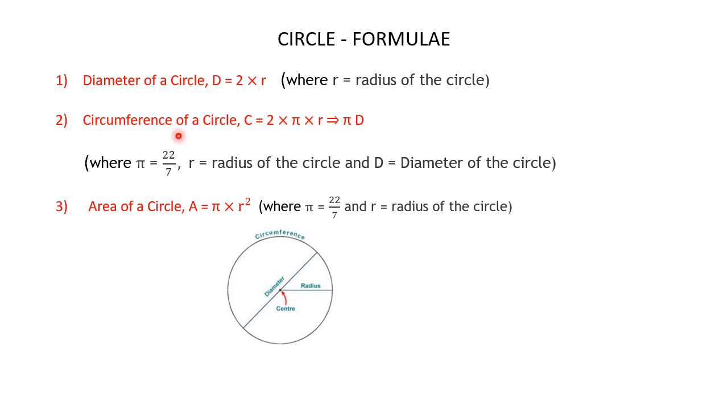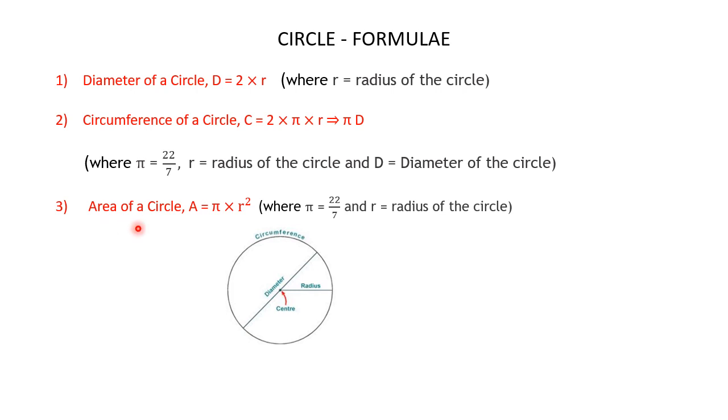Circumference of a circle C is equal to 2 pi r. Now we know that 2r is nothing but d, the diameter of the circle. So 2 pi r can also be written as pi d. Now here pi is equal to 22 by 7. r is the radius of the circle and d is the diameter of the circle.